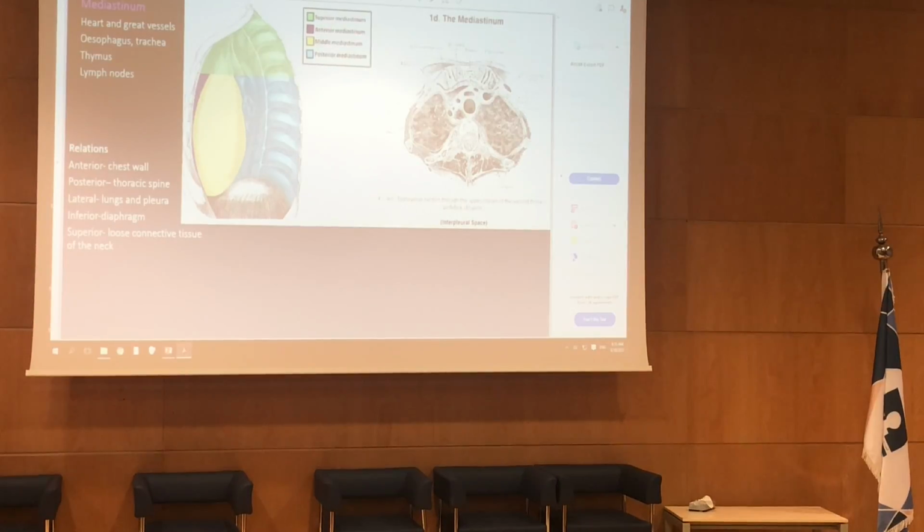So this is in cut transverse section into the mediastinum. And the mediastinum is this irregular shaped structure right in the middle of the thorax. So it's bordered anteriorly by the chest wall and posteriorly by the thoracic vertebra, and then laterally by the lungs, and then superiorly it just continues with the connective tissue of the neck, and inferiorly with the diaphragm.